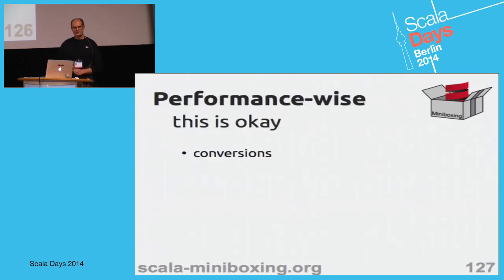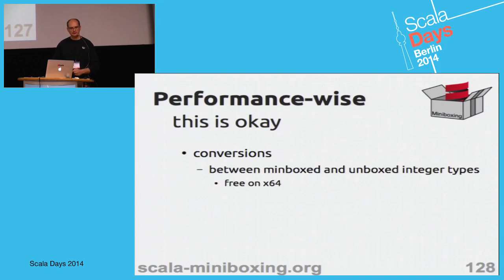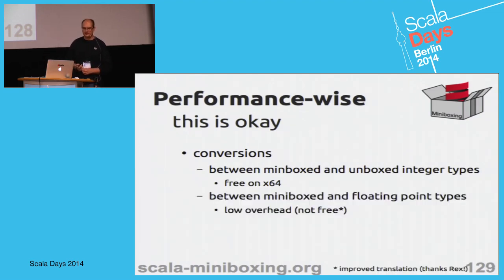Performance-wise, this is still okay because we have several types of conversions. Conversions between miniboxed and unboxed integer types are free on the x64, so there's very little overhead. There is an overhead, however, between miniboxed and floating point types. It's not free. But Rex Kerr suggested a different translation, which I implemented, and it works much better. If you're interested, you can try that out.